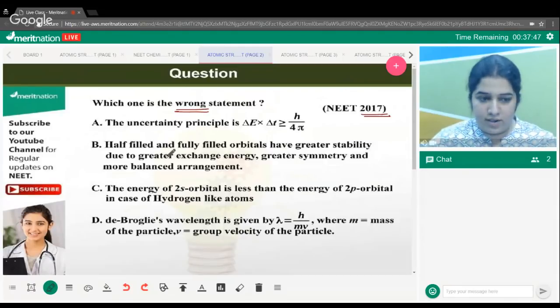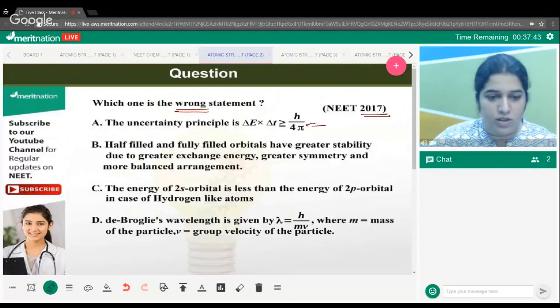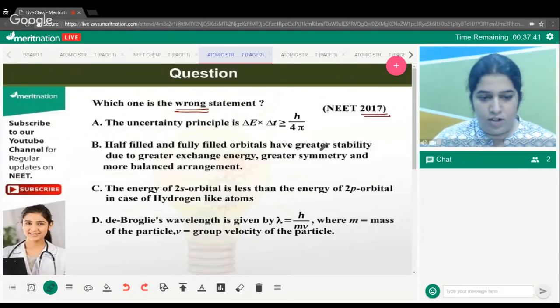Let's read further. Right now I can gauge that you do not know this one. This is still under consideration, we need to consider it again. Let's move to the next one. Half-filled and fully filled orbitals have greater stability due to greater exchange energy, greater symmetry, and more balanced arrangement. We know this statement is true, right? It is correct.